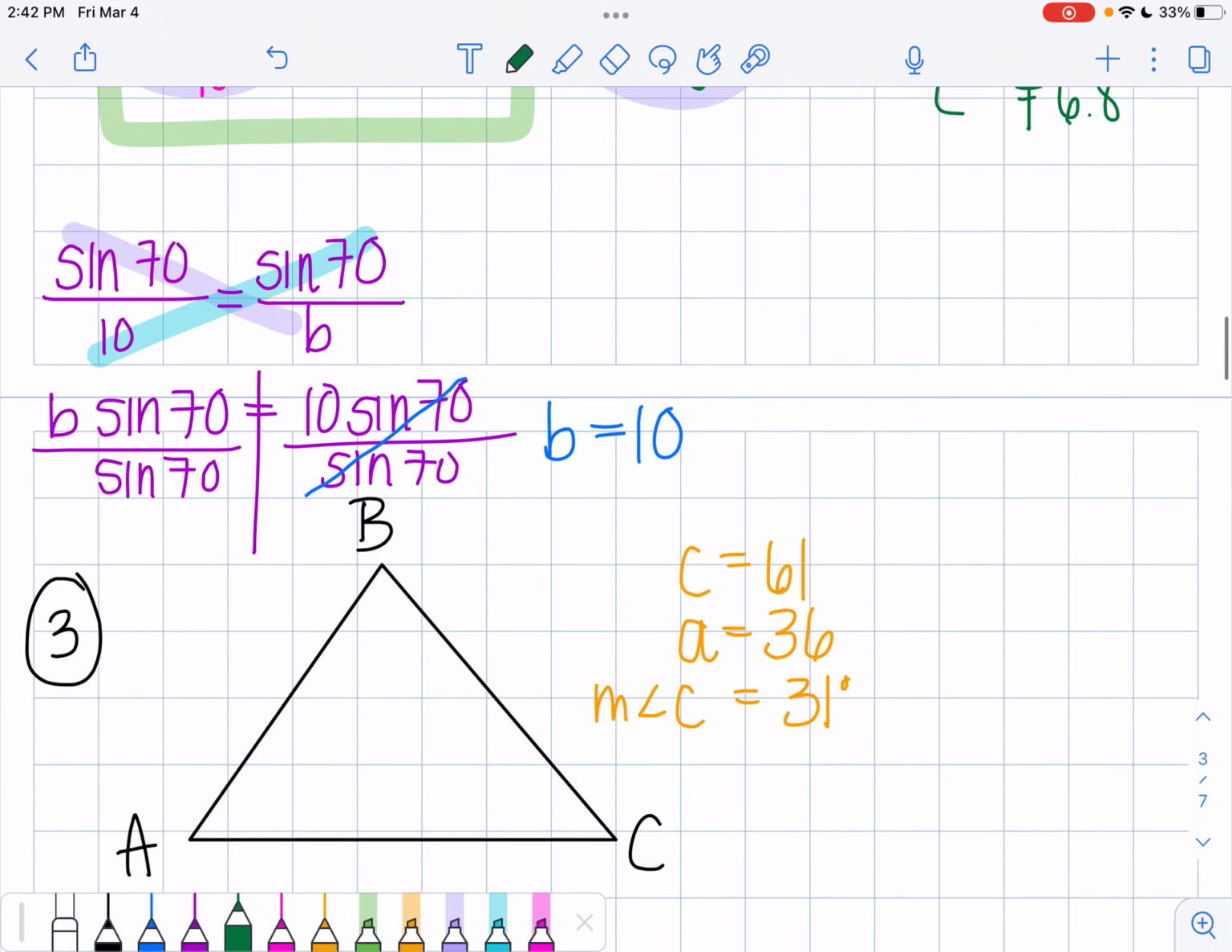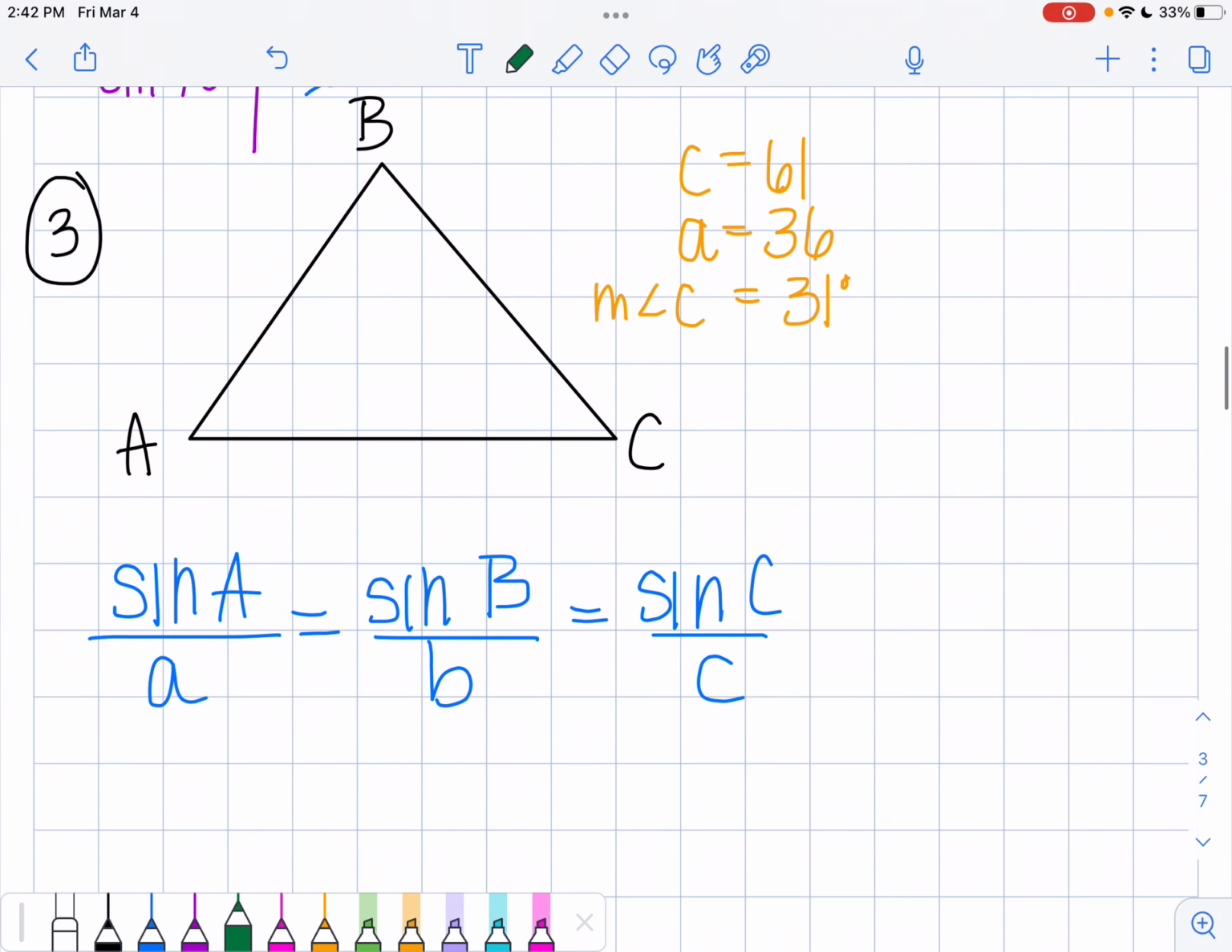Okay, last problem. Okay, so on here, I'm going to again draw in my information and find all the missing pieces. So here it tells me that little c is 61, so that's going to be this side over here. It tells me that little a is 36, that's going to be this side right here. And measure of angle C is 31. And then I'm going to put it also in my formula. So little c is 61, little a is 36, and angle C is 31.